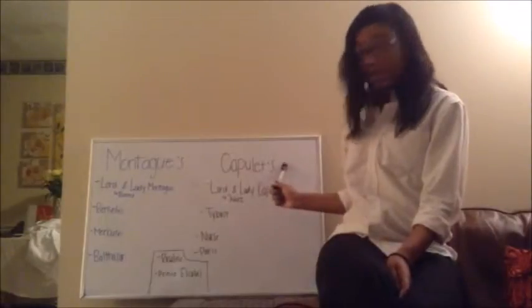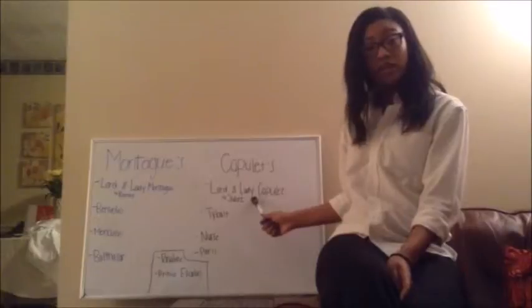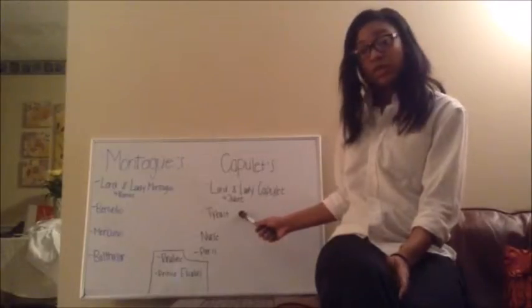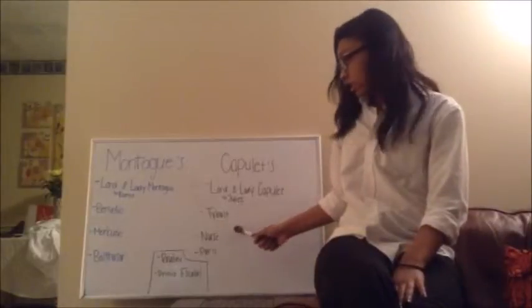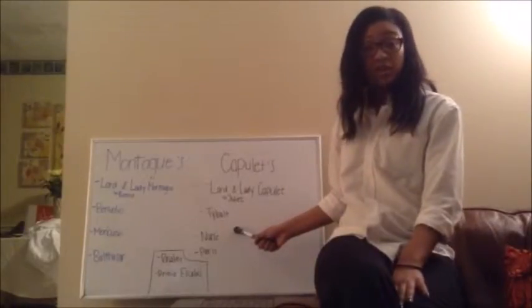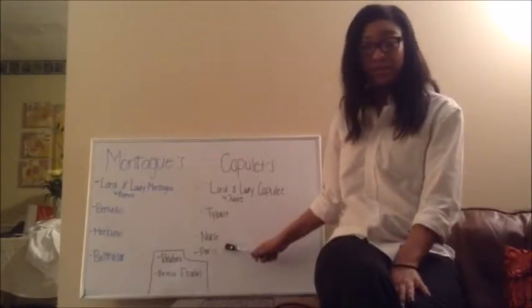On the Capulet side, we have Lord and Lady Capulet, who together have Juliet, their only child. Next we have Tybalt, Lord and Lady Capulet's nephew, Juliet's cousin. Nurse, Juliet's closest confidant and best friend. And Paris, the man Juliet is set to marry.